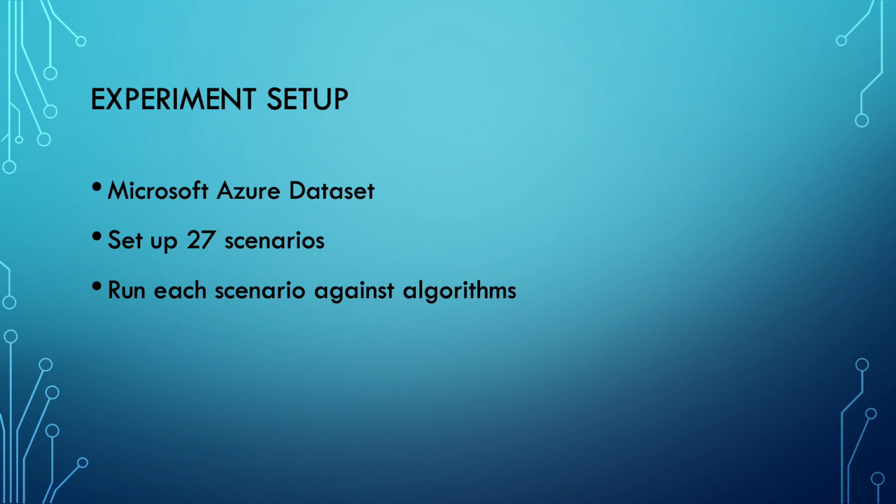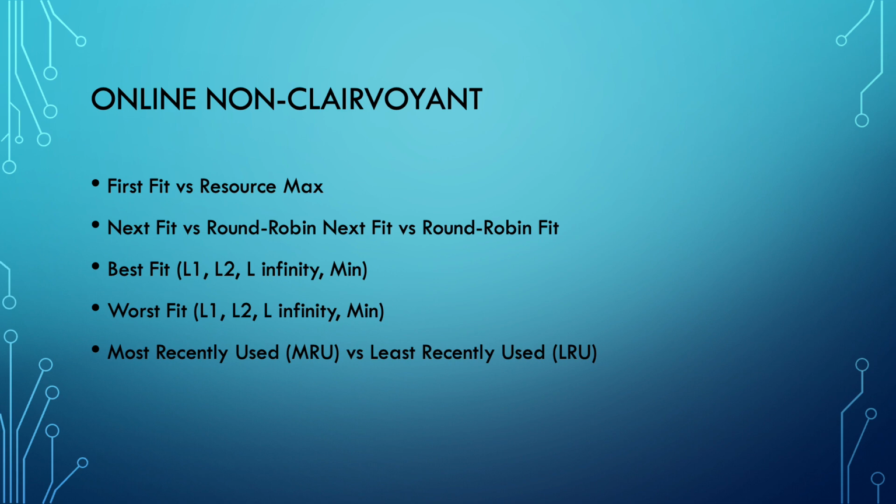Next, I will be talking about the experiment setup. I used Microsoft Azure datasets and set up 27 scenarios out of it, and I ran each scenario against each algorithm. The algorithms are categorized into three categories based on the amount of information known to the algorithms. First is online non-correlate.